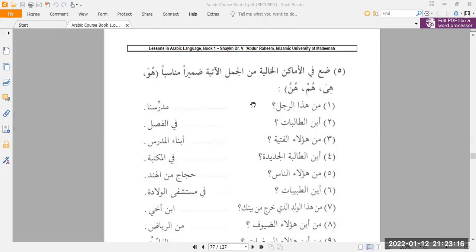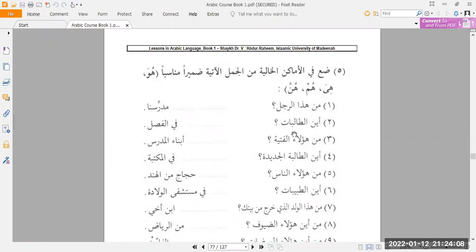So let me start with number 1, so you understand what the lesson is about. Number 1: Man hadha rajulu? Who is this man? Then comes the blank space. Al-amakin al-khaliya, amakin is the plural, the empty spaces. So put the appropriate pronoun. Mudarrisuna, our teacher. What is the appropriate pronoun to put in here? How do you work that out? You work it out based on who or what you are speaking about. You're speaking about hadha rajulu, this man, one man, masculine, ergo huwa. So man hadha rajulu, huwa mudarrisuna. Who is this man? He is our teacher.